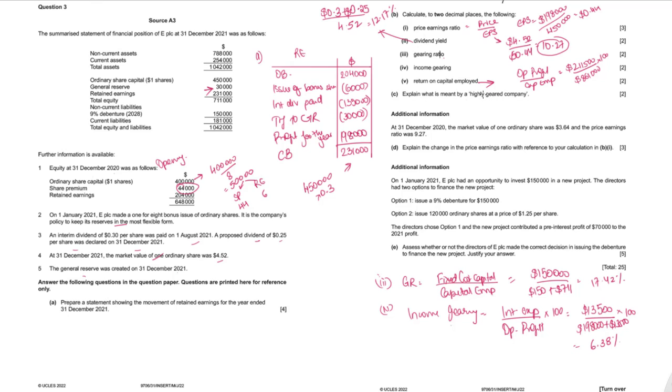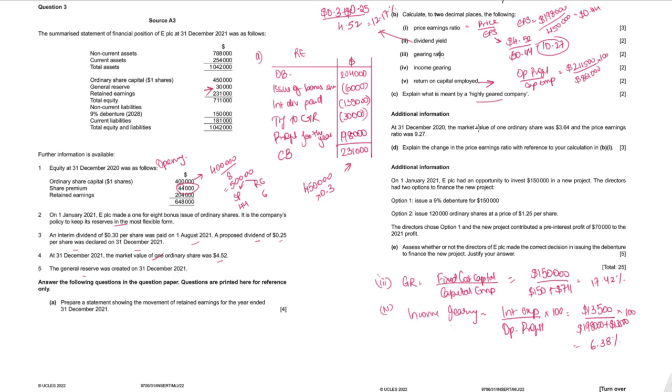Question C, explain what is meant by a highly geared company. So in part B, number 3, we calculated the gearing ratio, so this is in reference to that. You call a company highly geared when the element of non-current liability like loan or debenture is very high compared to the overall capital employed.